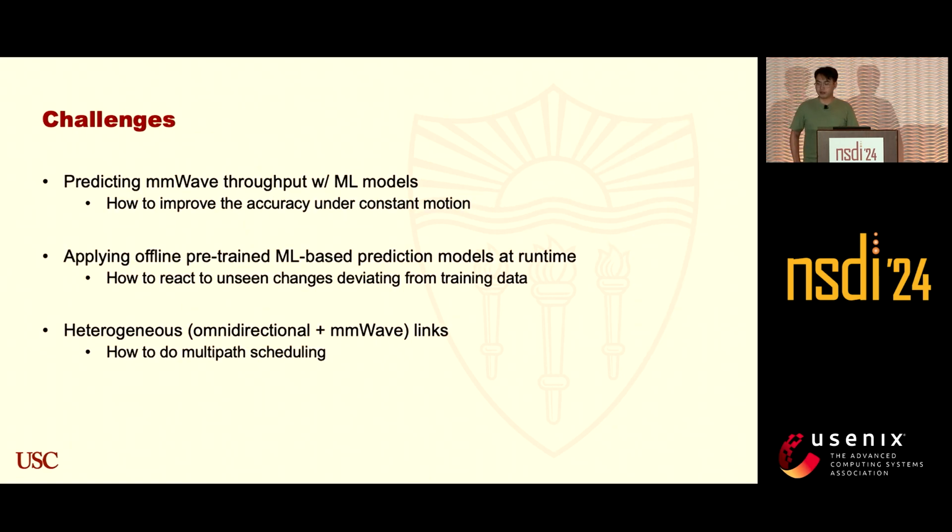So we face several challenges when building our systems. The first one is how to predict mmWave throughput accurately, especially when the viewer is under constant motion. And the second one is, since we are using machine learning-based prediction models, and the model needs to be trained offline, but in an online use case, there will always be some unseen changes to the model. So how can we adapt our model to these unseen changes? And the last one is how can we do multipath scheduling over the heterogeneous links?